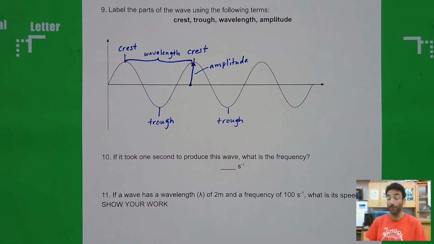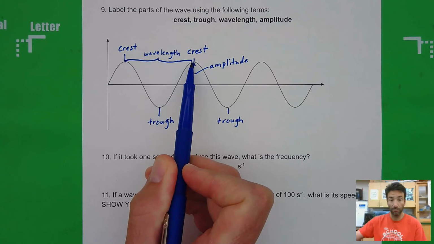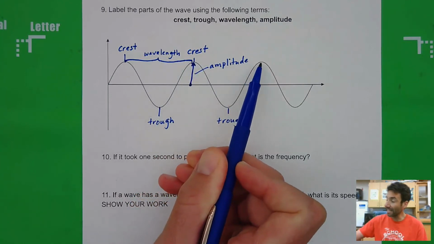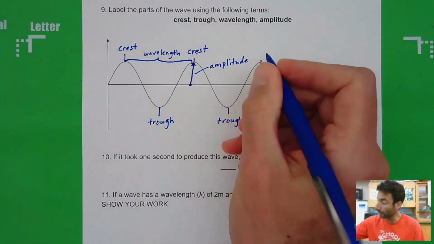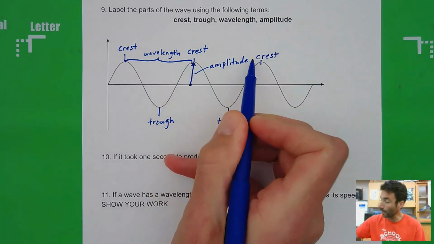Now we'll keep looking at this wave for a moment because number 10 asks us a second question about it, saying if it took 1 second to produce this wave, what is the frequency? Okay, so the frequency is the number of wavelengths that go by in 1 second. So we just need to count wavelengths here. Well, we have one wavelength that we have already labeled. And clearly we have a second wavelength going to this other crest here. So we can see that we have two wavelengths.